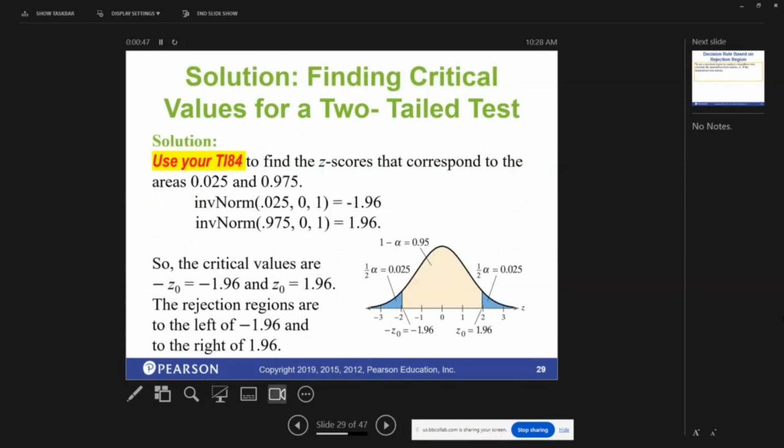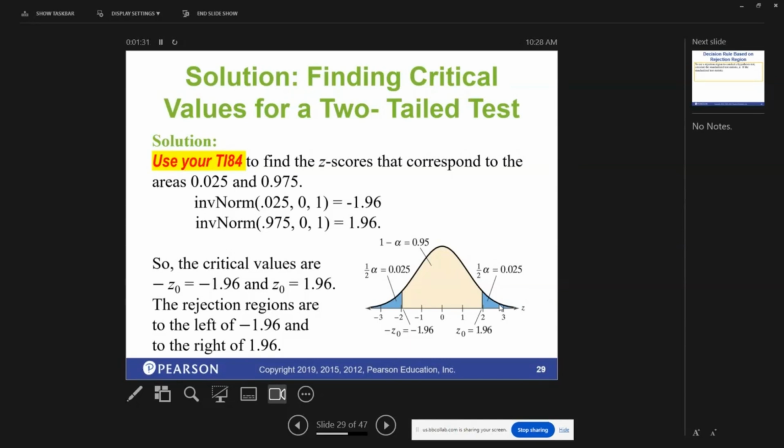So when we want to find those z-scores, you're going to use inverse norm again. You'll put in 0.025 to get negative 1.96. And then to get the other one, you're going to use 0.975 and get positive 1.96. Now, is it necessary to do this second one? I mean, you can figure it out once you have the first one, because you're going to have a positive and negative of the same number because this is symmetrical. So this means that your rejection regions are to the left of negative 1.96 and to the right of positive 1.96.